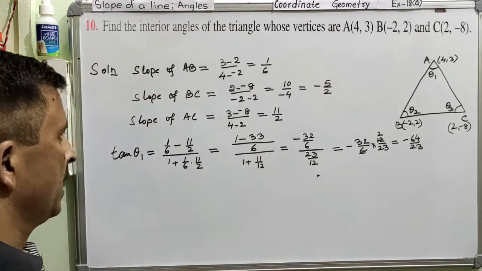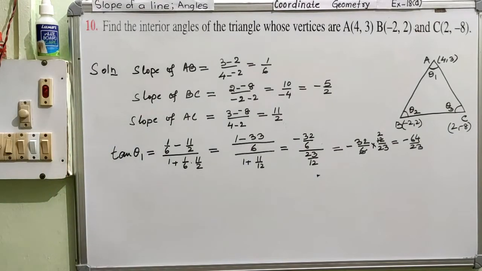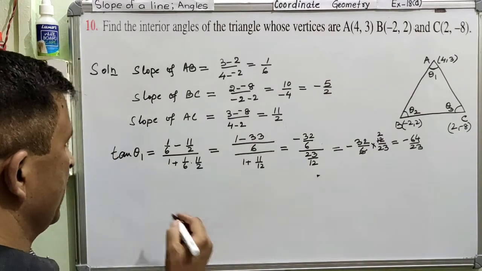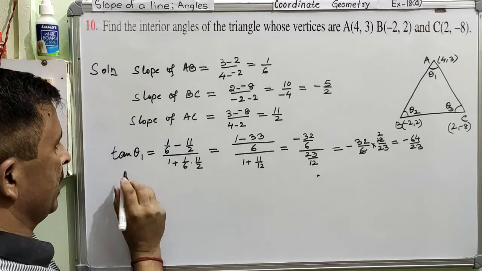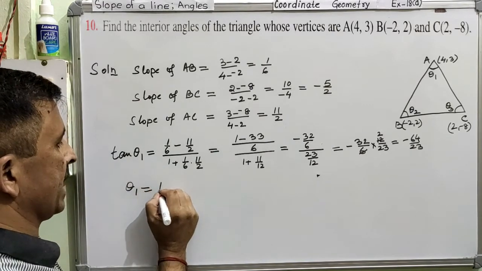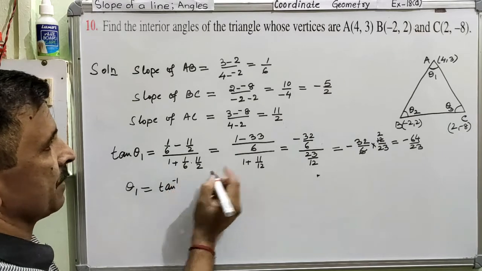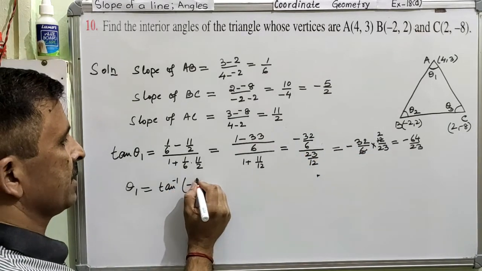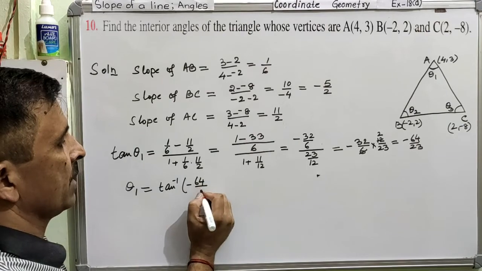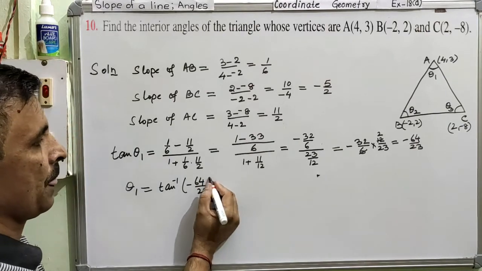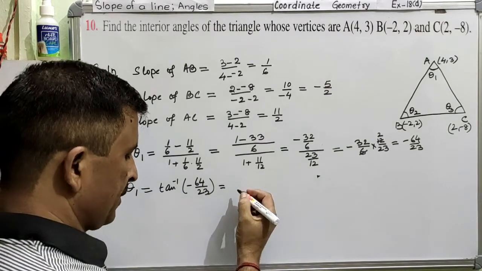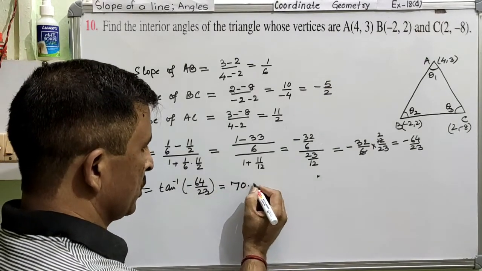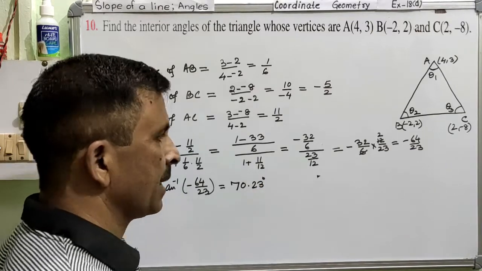Am I clear or not? After this, now we will find the angle theta. For finding the angle theta, tan will go to the other side. It will change into inverse. So tan inverse of this value, negative 64 over 23. So when you use the calculator, your value will be equal to 70.23 degrees. Is it okay?